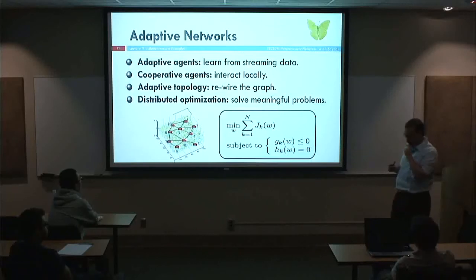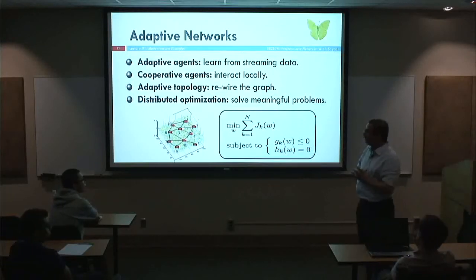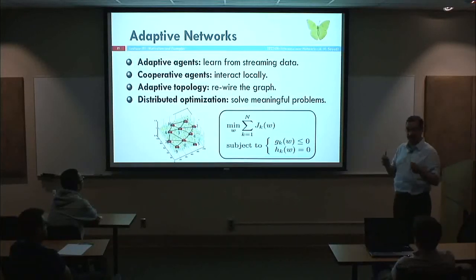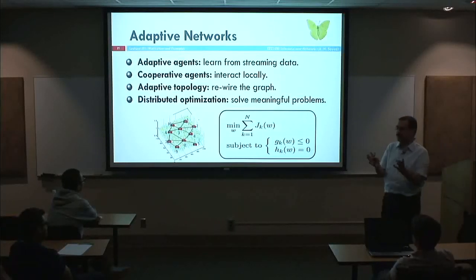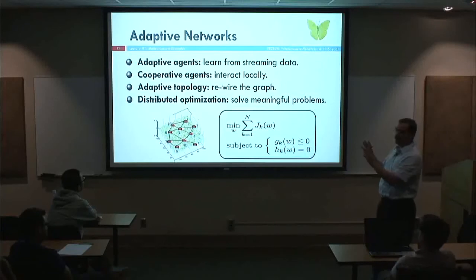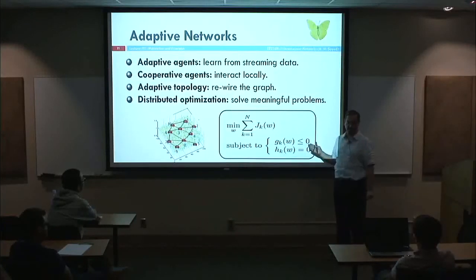Okay. So that's an introduction. Motivated by all these discussions that we had, what we are going to be doing in this course is studying adaptive networks. These are networks that consist of adaptive agents, agents that are able to learn and adapt, and that are able to cooperate with their neighbors. So cooperation is limited to local neighborhoods. Even the topologies can change, but we are not going to do that only for its own sake. We would like the network to solve some meaningful optimization problem.